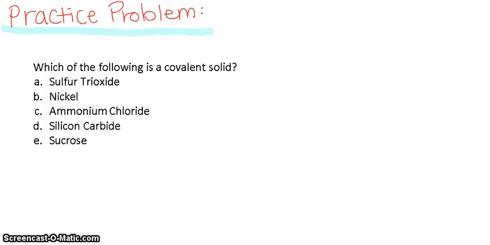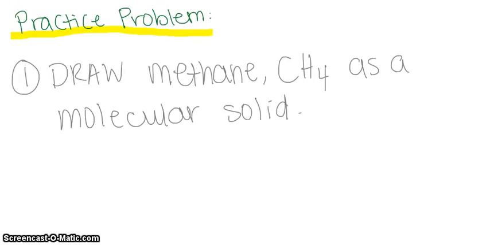We also know that carbon or silicon are generally used as central atoms in a covalent solid. Because of those facts, we know that silicon carbide is the only one listed here that fits the description because it forms covalent bonds to produce a strong solid, and it has silicon as a central atom. So now it's time for you to try one on your own. We're going to ask you to draw the molecular solid of methane, which is CH4, and then you can pause the video and resume it when you wish to check your answers.